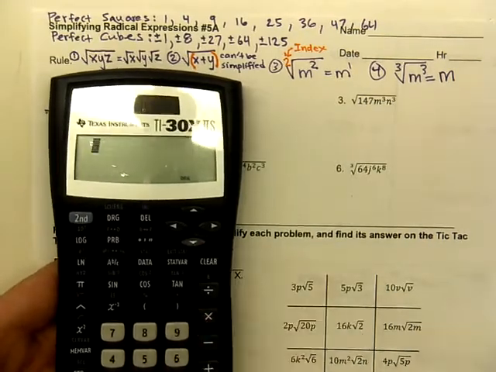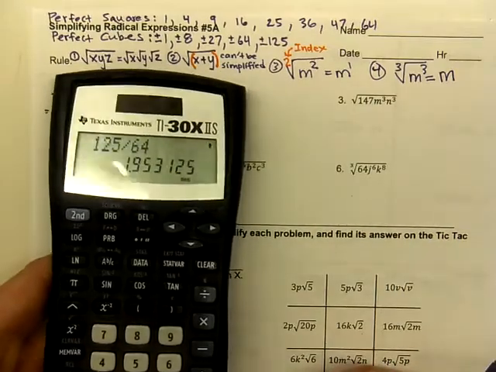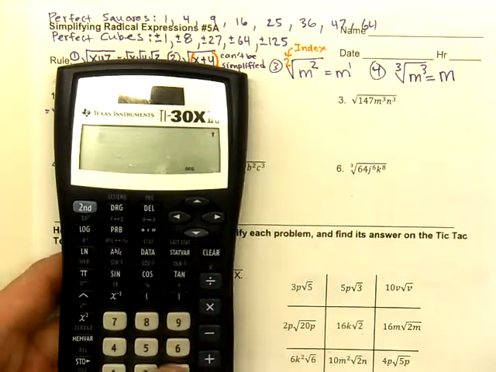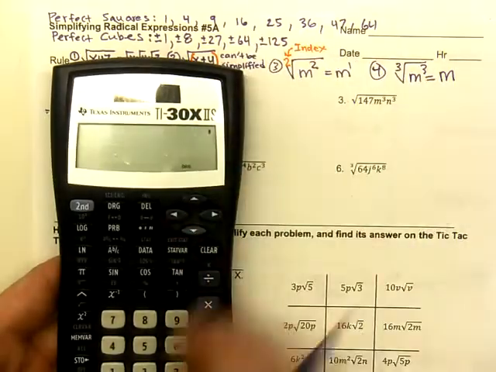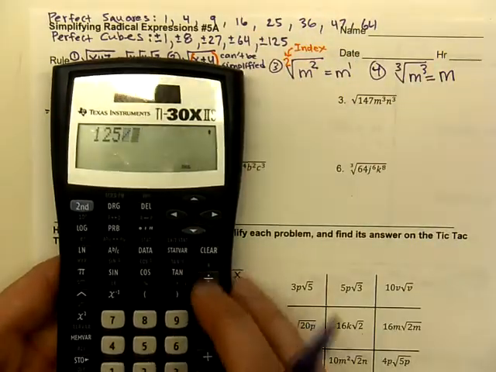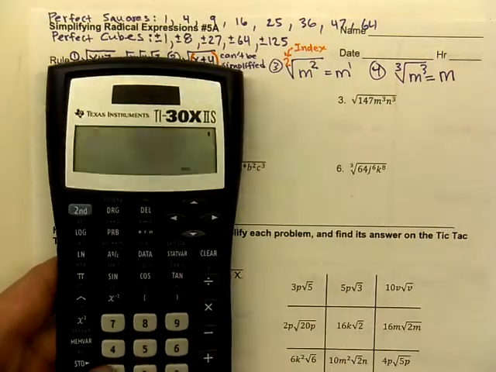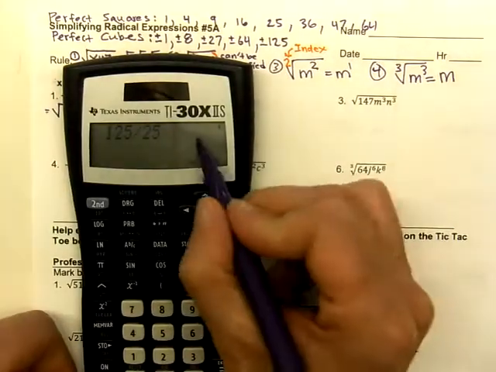Well, I'm not typing that in right. Let me try that one more time. So you can see it does not divide evenly by 64, so that's not a factor. We can try 49, right? 125 divided by 49. That doesn't work either. So kind of work your way down the list. 125 divided by 36. Nope, that fails as well. 125 divided by 25. That one works. So that gets us an answer of exactly 5.